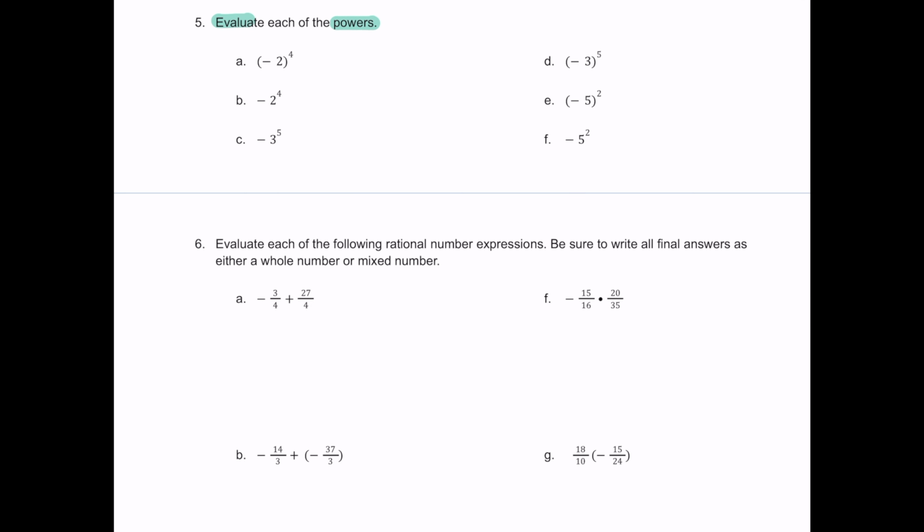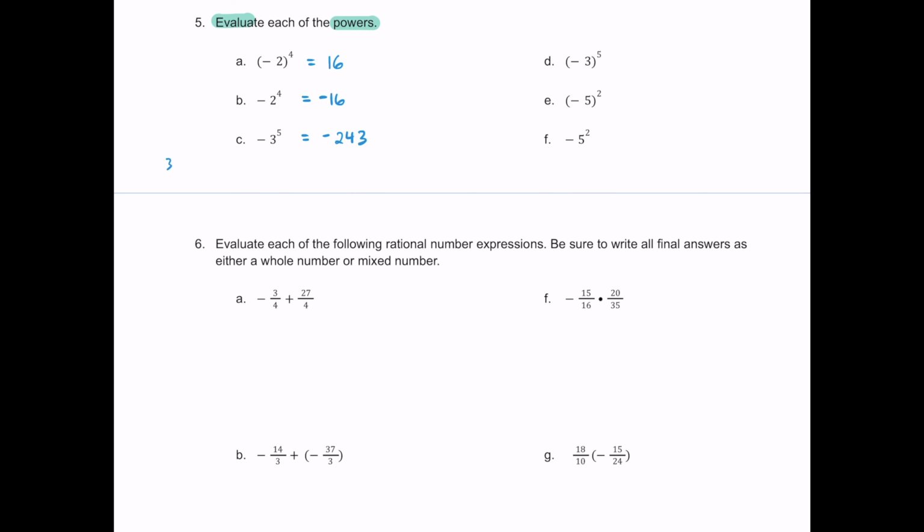Okay, so for letter A, what we're going to do here is say, okay, negative 2 times itself, excuse me, 4 times, that should equal positive 16 because there's going to be 4 opposites. But 2 times 2 times 2 times 2 is going to be 16. For letter B, however, we're going to get 16, but it's the opposite of that because there's 1 negative or 1 opposite at the end. Negative 3 to the 5th power is going to be negative 243.